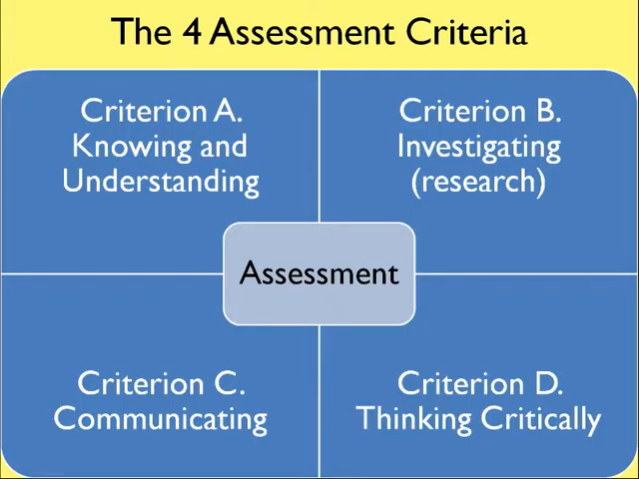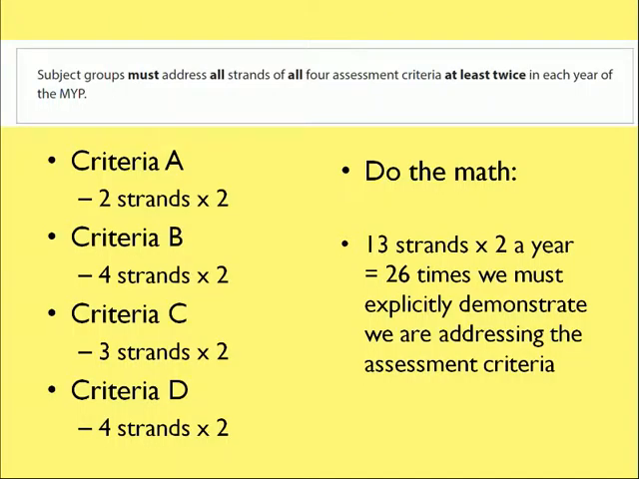Okay, so what is it that they want us to look at? Well, they have four different areas that they want us to assess, and these are them here: knowing and understanding, research, communicating, and thinking critically. And much of the stuff we're doing already. The white box there is taken out of the PDF file, and this is one of the important little parts of that PDF file that we need to know.